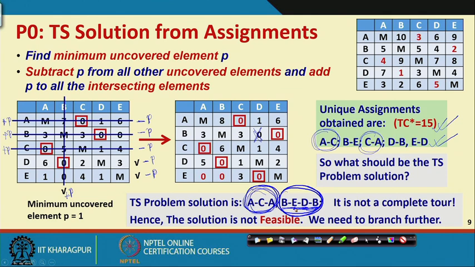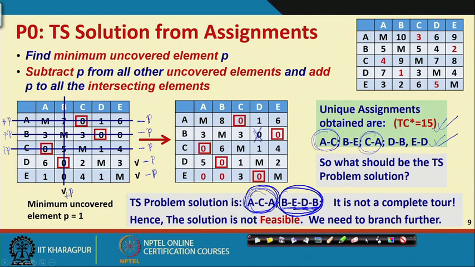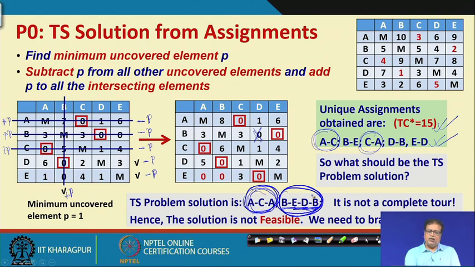So, the solution is not feasible. So, we need to branch further. Question is how? So, how do you branch? Please remember the steps that I have told you earlier. Choose the one that is having the least number of legs or branches. So, in this case A to C, C to A, that is the smallest subtour, this is a bigger one.